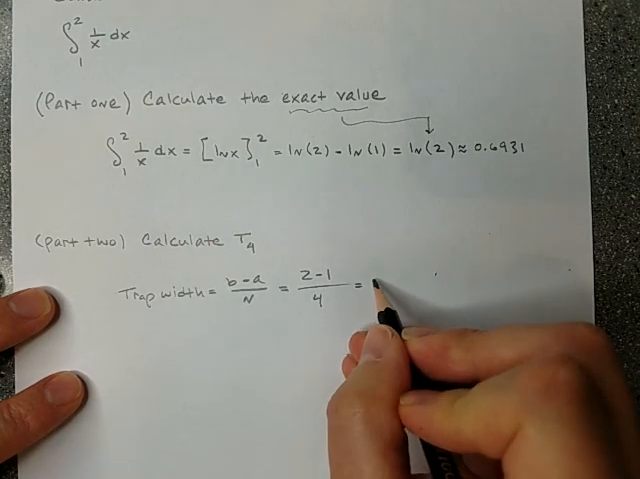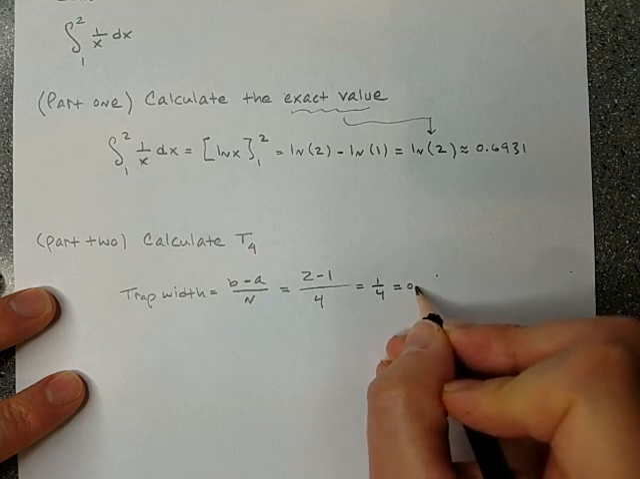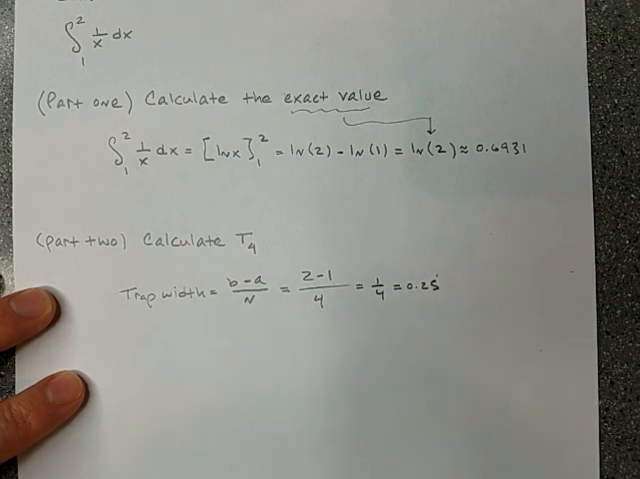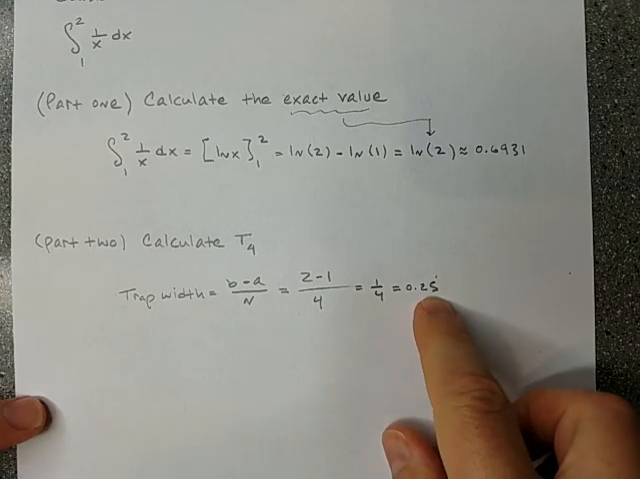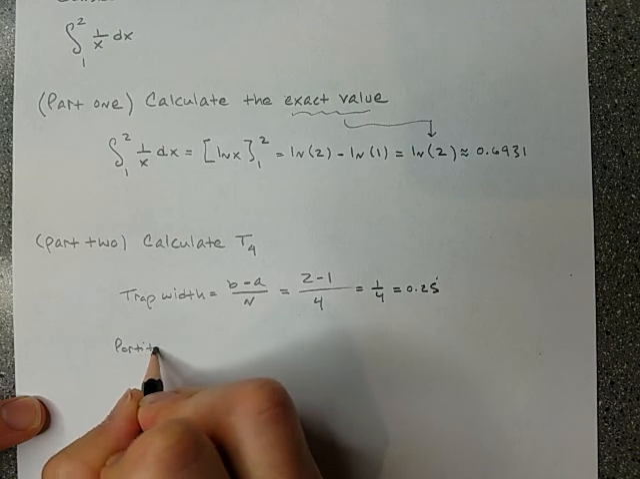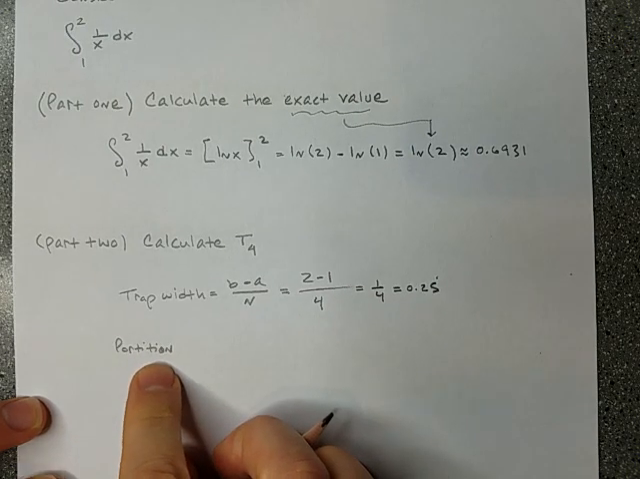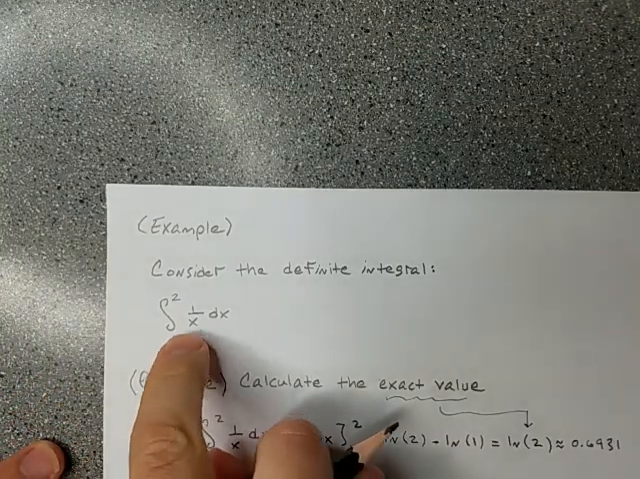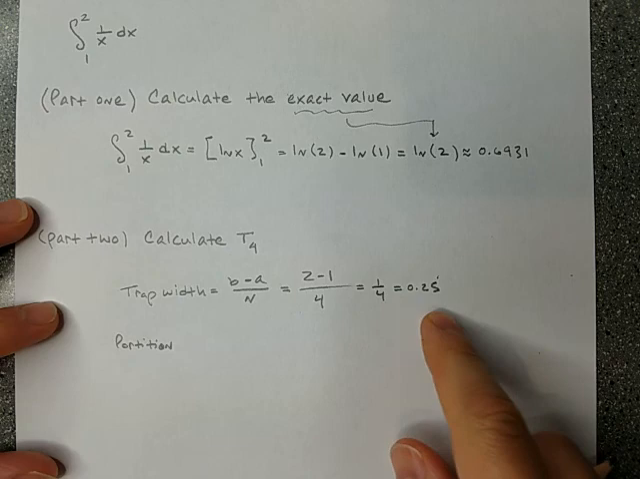So that's going to be 1/4, or 0.25. Okay. So that is how I get the partition. So how did I say you get the partition? We count from 1 to 2 by 0.25.